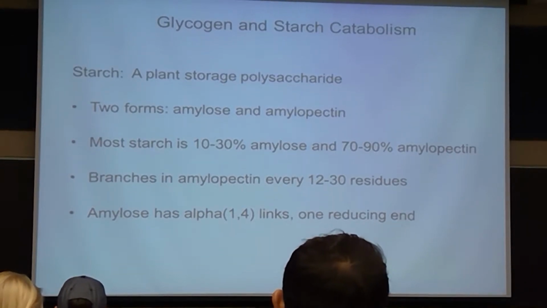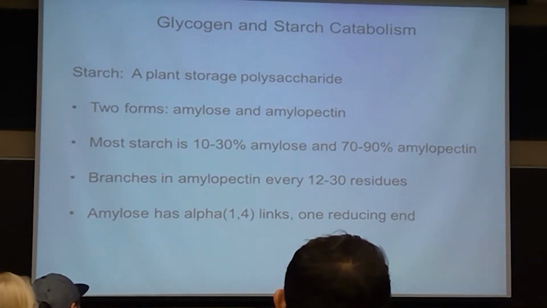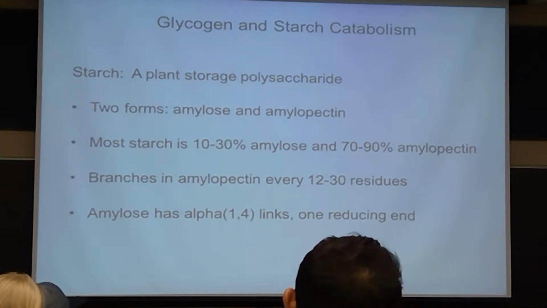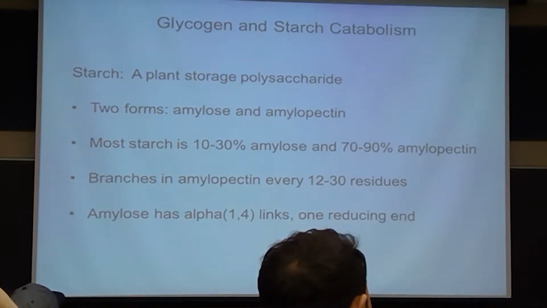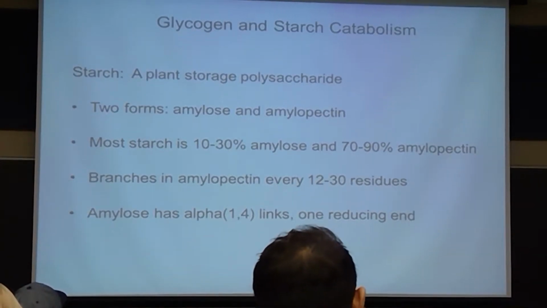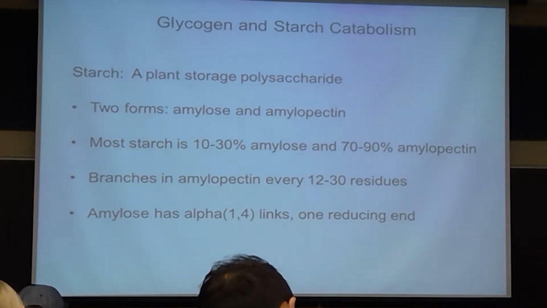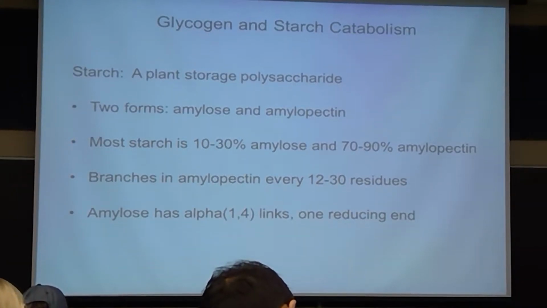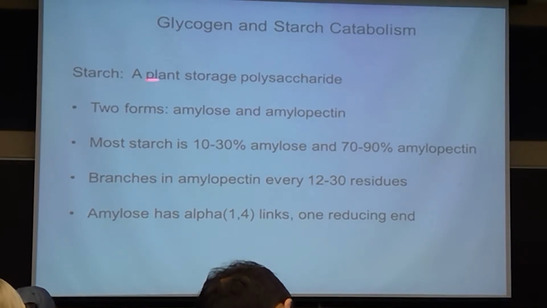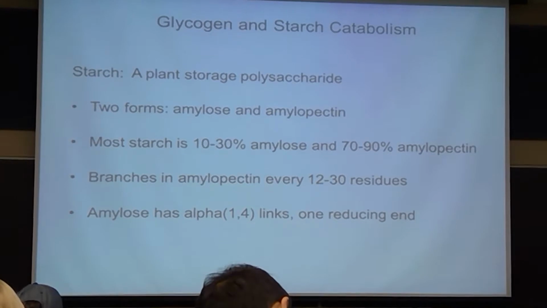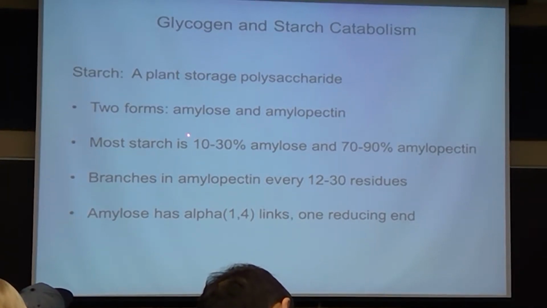Now that we understand gluconeogenesis, we have made glucose from acetyl-CoA, the pyruvic acid. Now, how is glucose stored in the form of glycogen? From BIOCHEM 1, you know that glycogen is nothing other than a composition of two forms of polymer, amylose and amylopectin. Correct? 10 to 30% amylose in starch and 70 to 90% amylopectin.